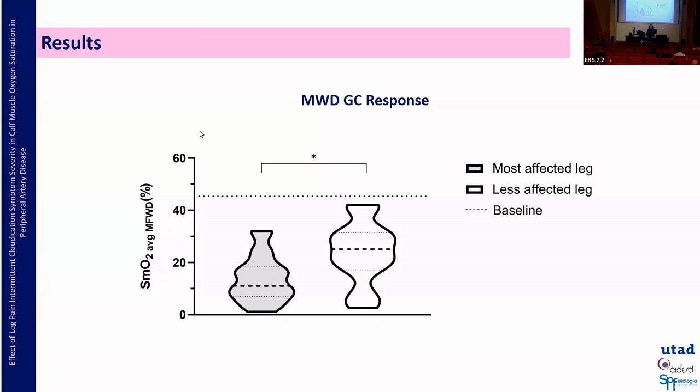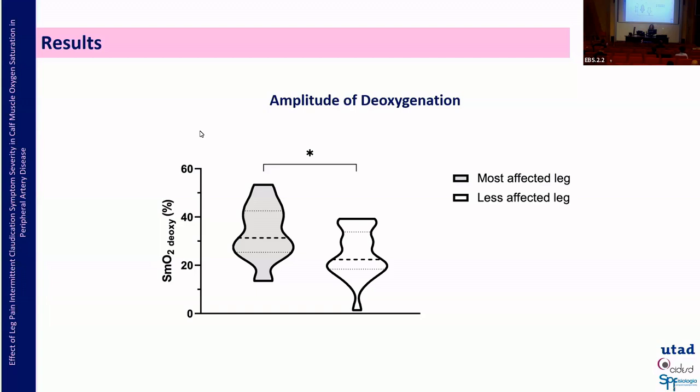At maximal walking distance, there are differences between the severity of symptoms in the legs, revealing, of course, a specific oxygen kinetics in the most affected leg. The amplitude of deoxygenation is also different between the severities of the symptoms, and we can see a huge desaturation in the most diseased leg.